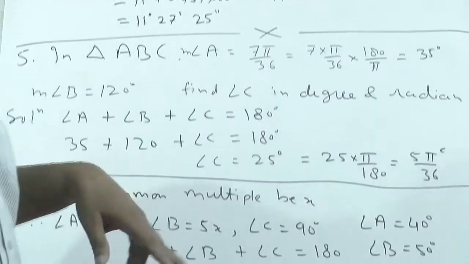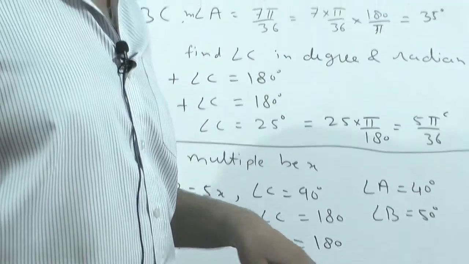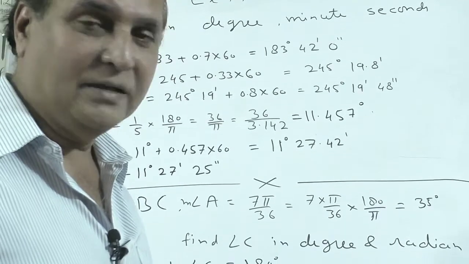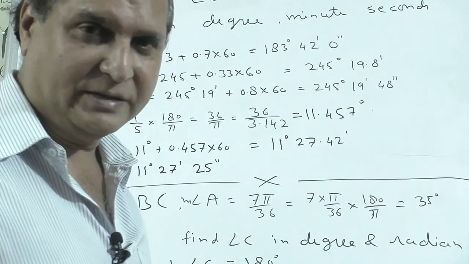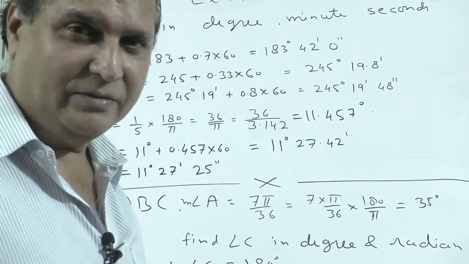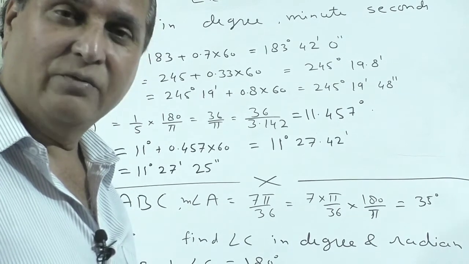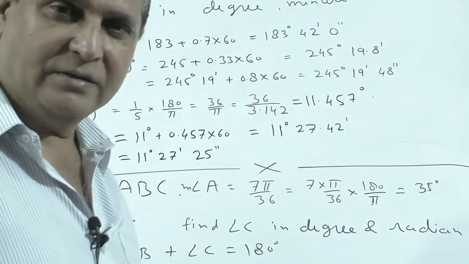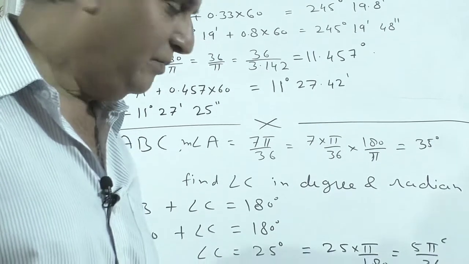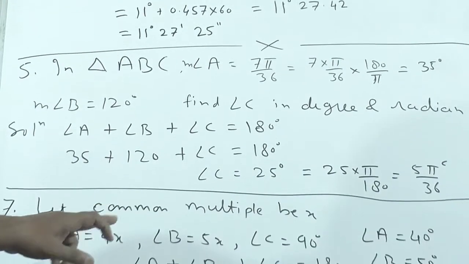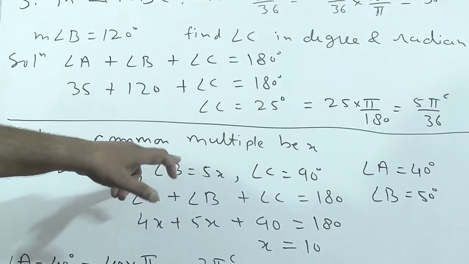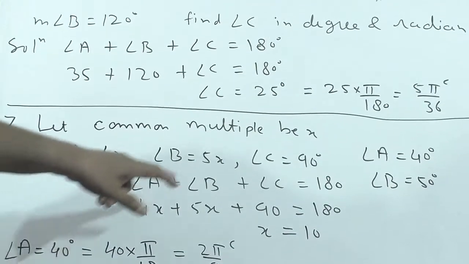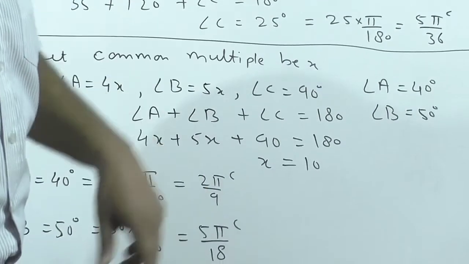Sum 7 is on a right angle triangle. The sum says it is a right angle triangle, means one angle is 90 degrees for sure, and the other two are in the ratio 4 to 5. If the common multiple is x, the angles are 4x and 5x. If one angle is 90, the sum of the other two is also 90. But for your understanding, I am writing it in full. Angles A and B are in 4:5 ratio. Angle A is 4x, B is 5x. And angle C is 90 degree, right angle triangle.